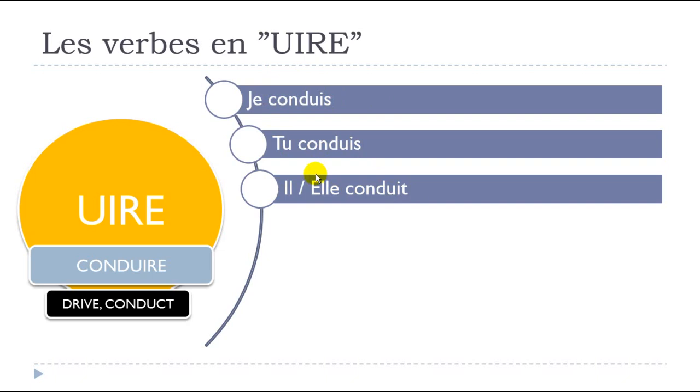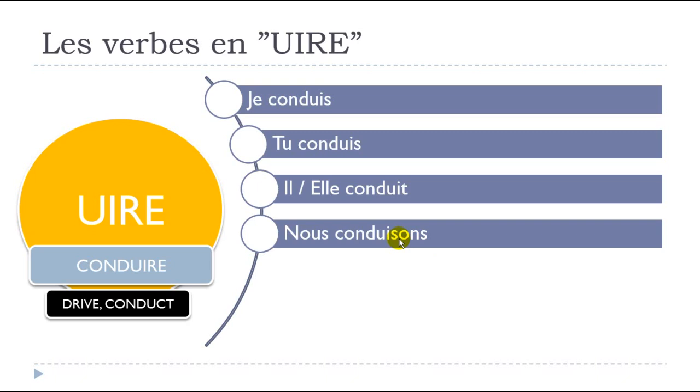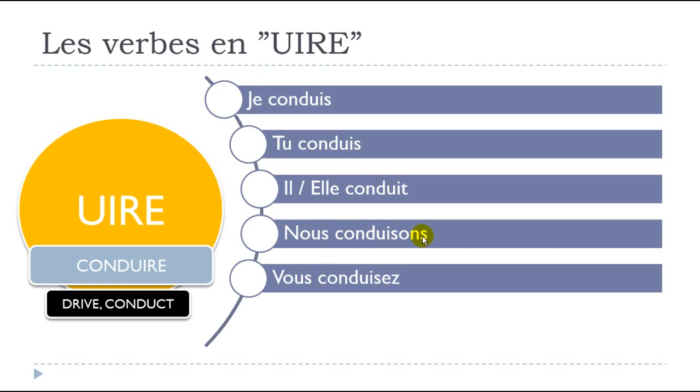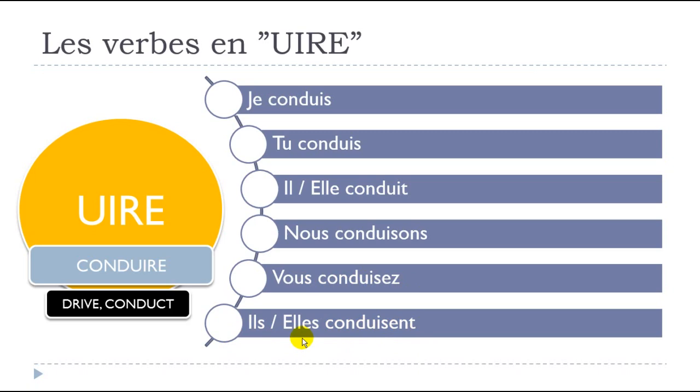So let's see how it will go for nous. And it's actually not that difficult, but then of course, most of you maybe would like to see R here, okay? But then no, it's not the case, because it will become S. Nous conduisons. Okay, and the good news is that it will stay for vous, vous conduisez, and then also for ils conduisent, elles conduisent. Okay, so one more time. Je conduis, tu conduis, il conduit, elle conduit, nous conduisons, vous conduisez, ils conduisent, elles conduisent.